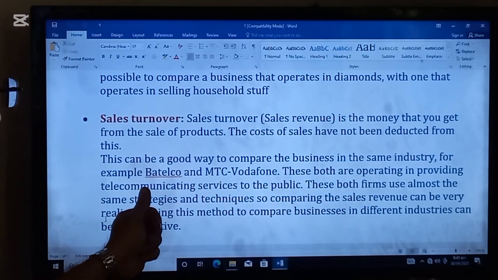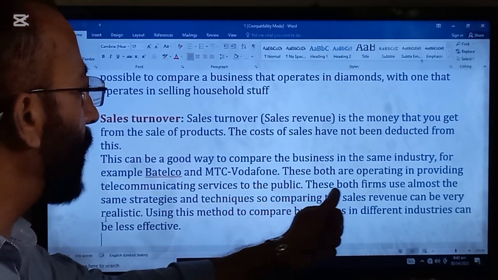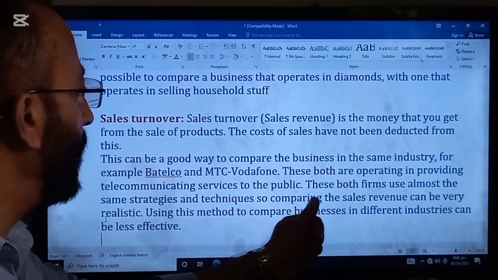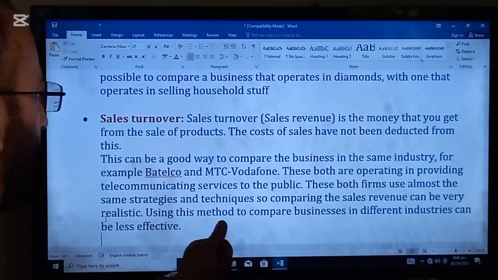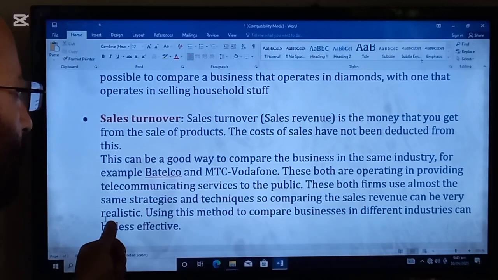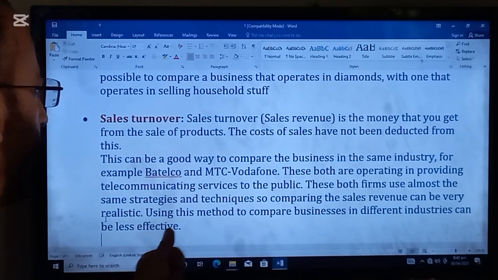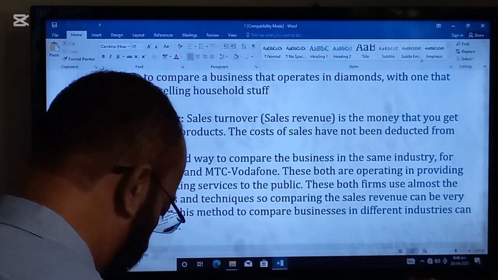For example, Bettelco and MTC Vodafone. These both operate in providing telecommunication services to the public. Both firms use almost the same strategies and techniques. So comparing the sales revenue can be very realistic. The company which is getting more sales revenue will be bigger. Using this method to compare businesses in different industries can be less effective.